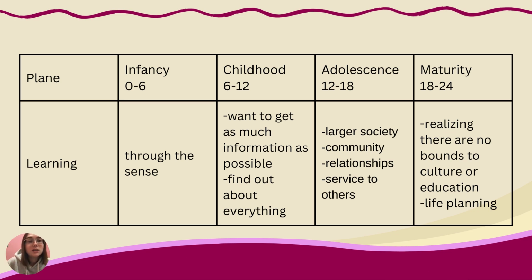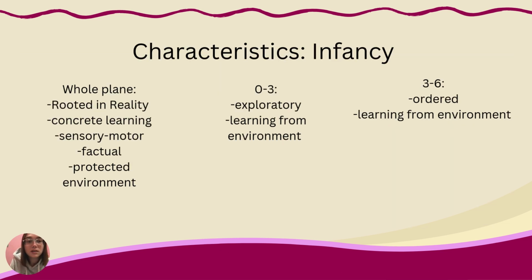In childhood, they want to get as much information as possible and find out about everything, whereas in infancy, they take what we give them and then they ask, what is this? What is this? And now they want to know as much information about certain things as possible. Adolescents learn through community, through what friendships they have, how they can help others. And then in maturity, it's like, wow, I can do whatever I want now. How am I going to be helpful to society?